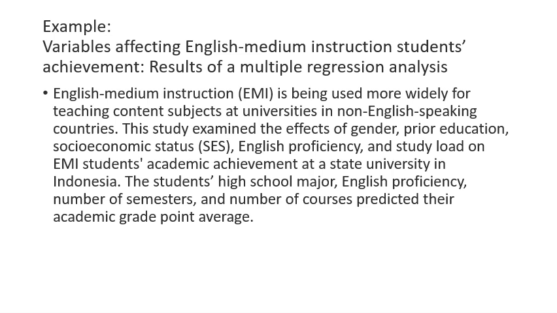English medium instruction is being used more widely for teaching content subjects at universities in non-English speaking countries. This study examined the effects of gender, prior education, socioeconomic status, English proficiency, and study load on English medium instruction students' academic achievement at a state university in Indonesia. Yes, there it is. The student's high school major, English proficiency, number of semesters, and number of courses predicted their academic grade point average. And so what that means is that of all the variables they looked at that correlated with these English medium instruction academic achievement, these are the four that came out to be significant after they took out all the partial correlations: high school major, English proficiency, number of semesters, and number of courses.